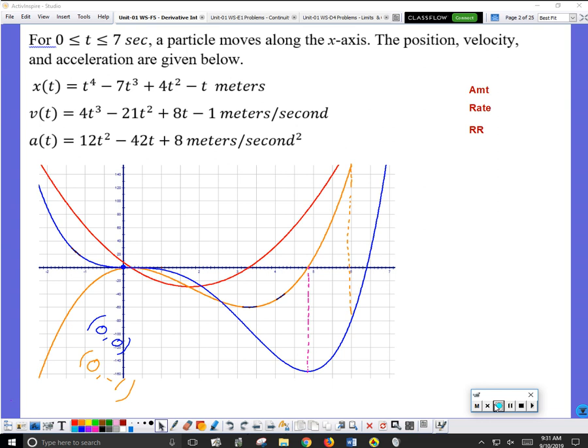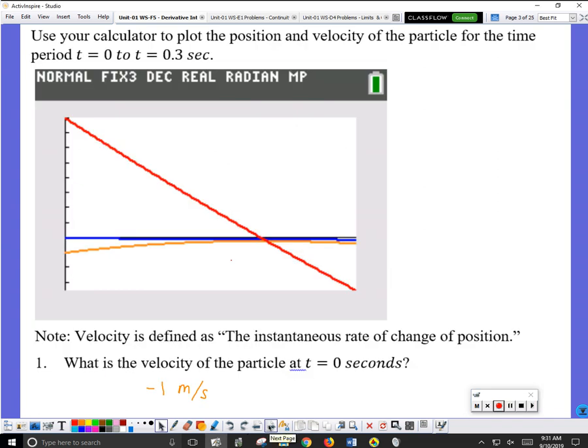Okay, next thing. Once we get everything loaded, I changed my window from 0 to 0.3 so I can see a little better what's going on. So in window, you should see this on the screen. Go 0 to 0.3, zoom fit. Okay, having trouble? Please.